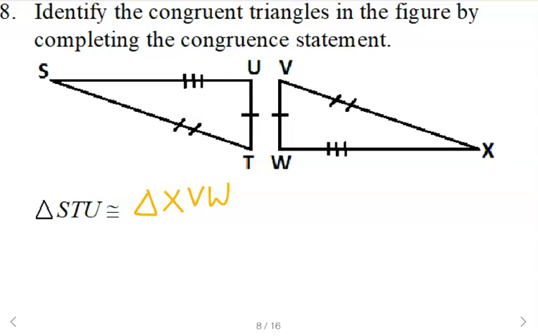Now you could verify this, you could mark up your angles and make sure they make sense. So angle S corresponds to angle X. That's good. Angle T and V. And then U and W are the ones that appear to be 90, probably. We don't know for sure.